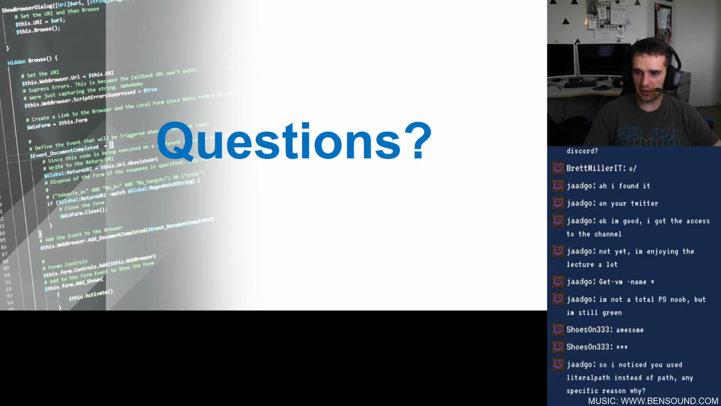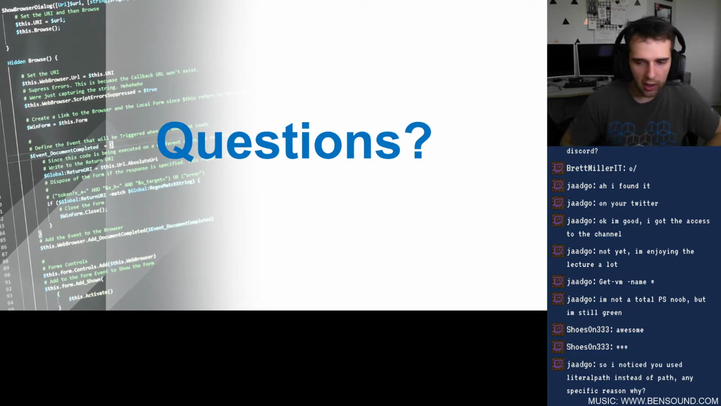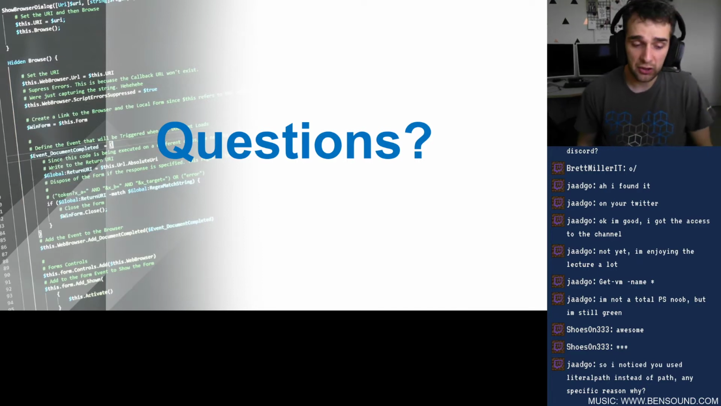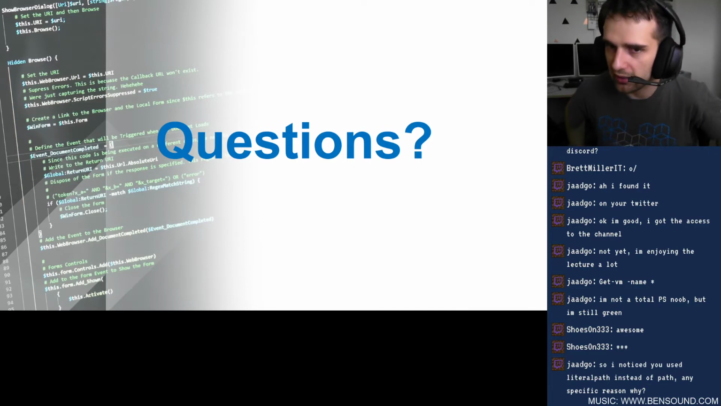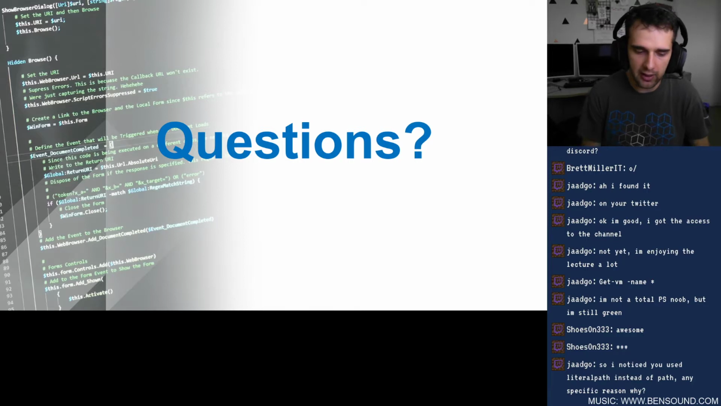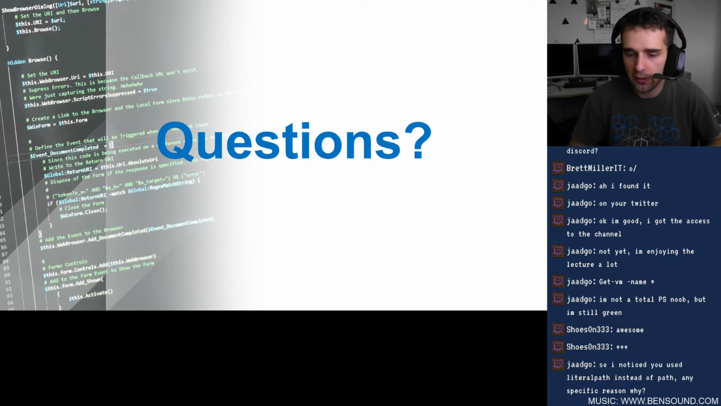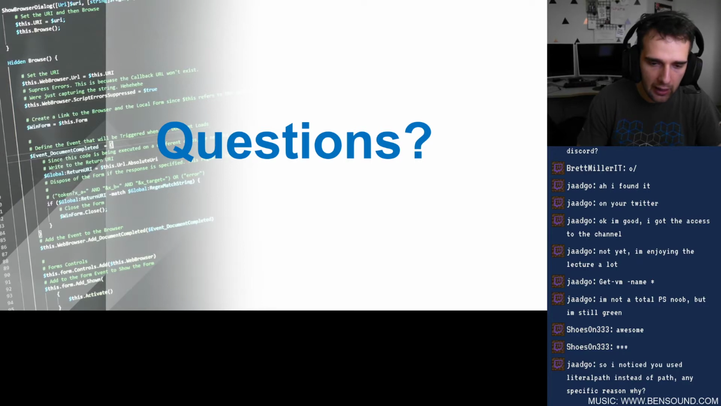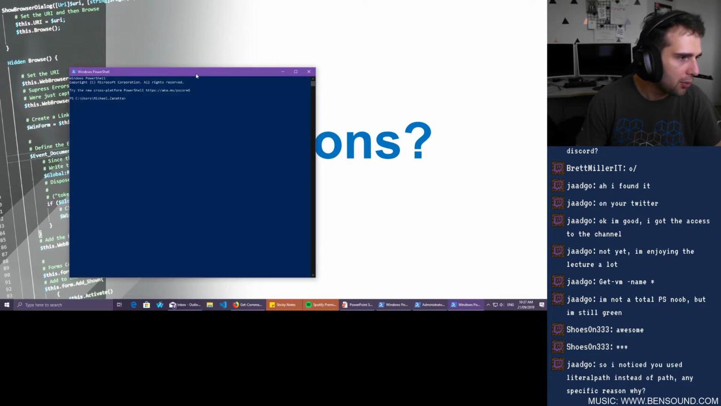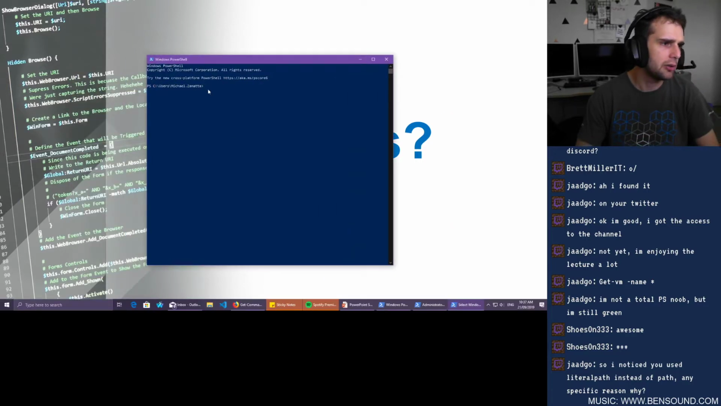So I know you use... okay, so I've noticed you use literal path instead of path. Is there any specific reason why? Yes. Literal path is exactly what it says. It's literal path. Path is a non-literal path. And so what that means is that path is the PowerShell's loaded path as well as the path that you're referencing. So for example, we've got C users Michael Zanata, right?